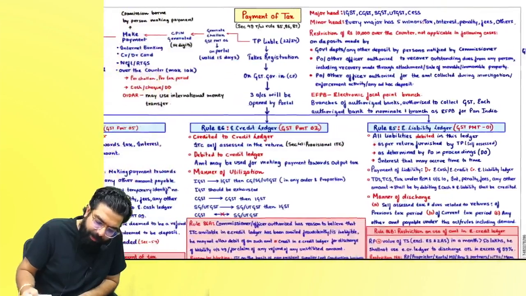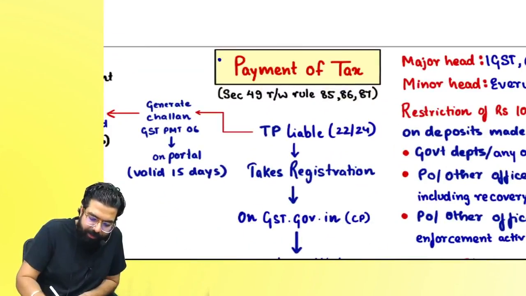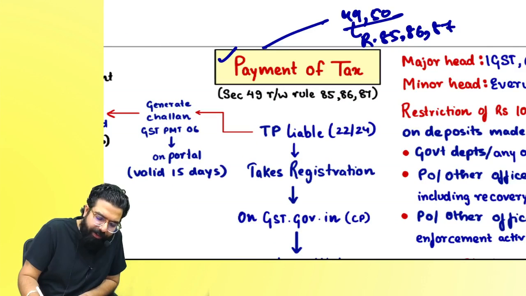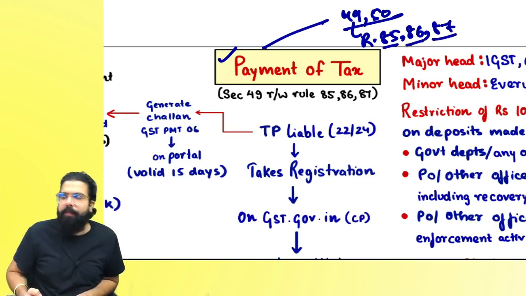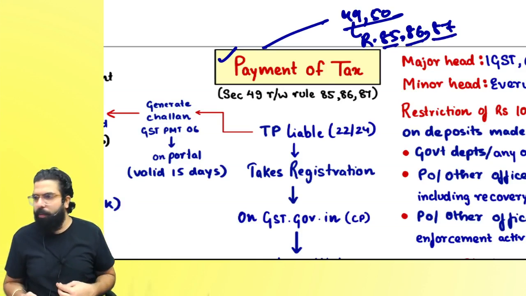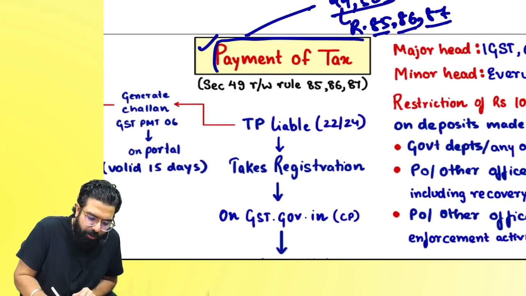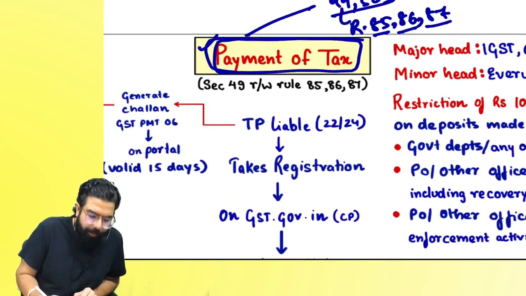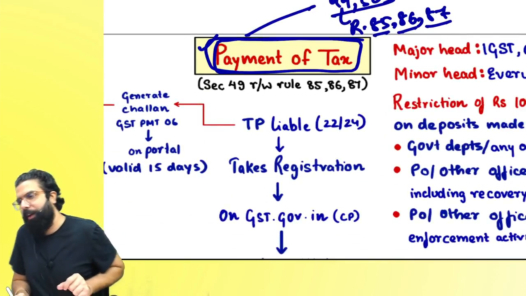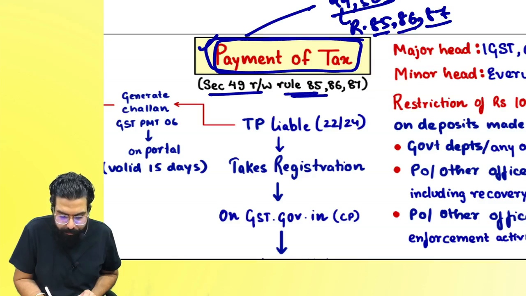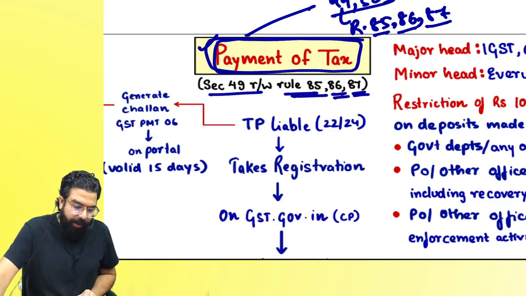The next chapter is payment of taxes. Section number 49 and section number 50, read with rule number 85, 86, 87, which is e-liability, e-credit and e-cash ledger. Right, everyone? Now, everyone over here, A-graded topic for your exam. You have to know this chapter or else you will not be able to do big questions which are there in the exam. Section number 49, read with rule number 85, 86 and 87.